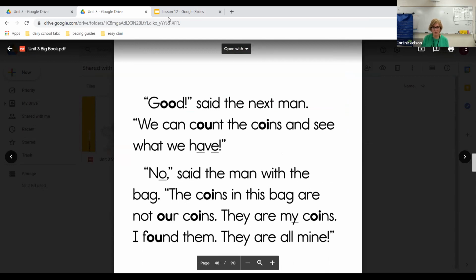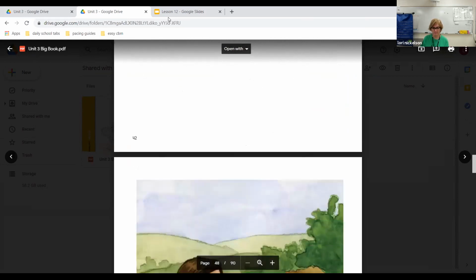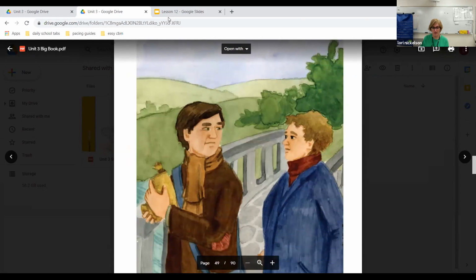Good, said the next man. We can count the coins and see what we have. No, said the man with the bag. The coins in this bag are not our coins. They are my coins. I found them. They are all mine. So there his friend is being selfish, isn't he?